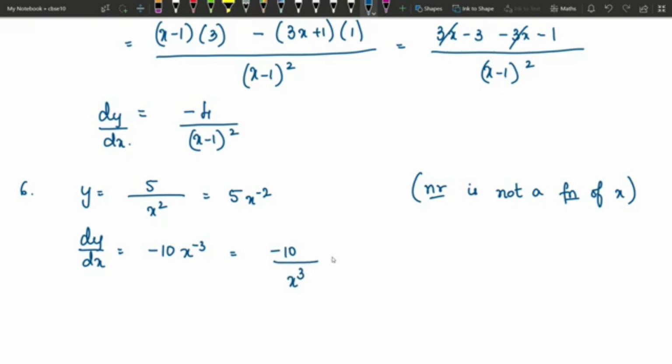Understood? Here we have not applied quotient rule because in numerator we don't have x. We have x only in the denominator. In such cases, bring this denominator to numerator. If denominator already has a power, if it's negative, it will become positive and vice versa. Here the power is positive, so I wrote it as negative.